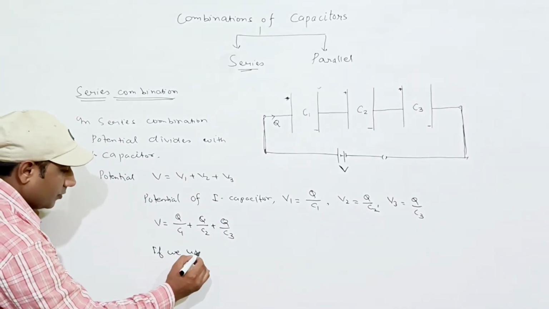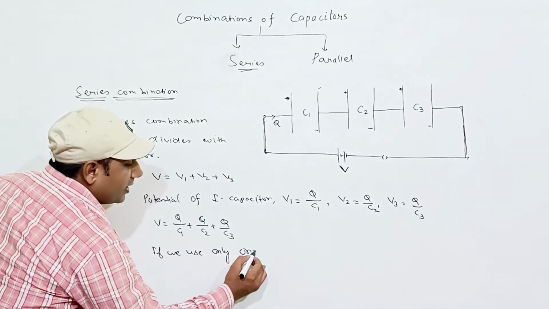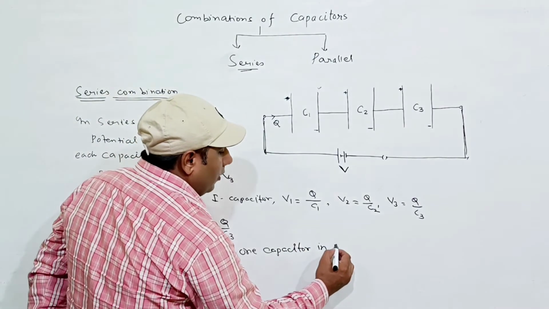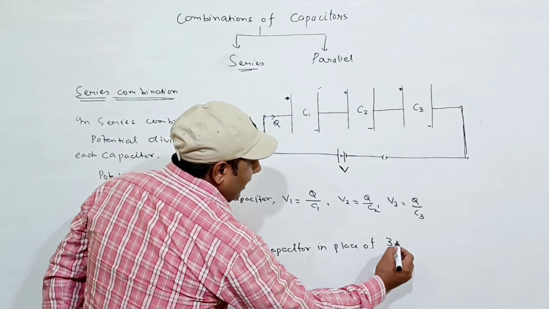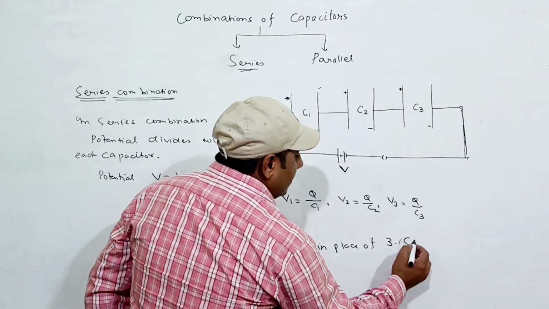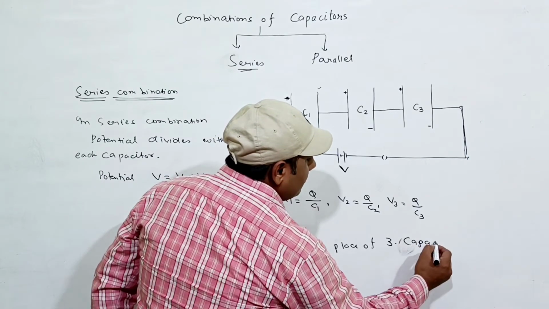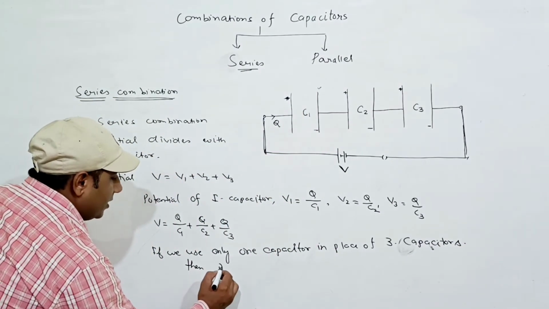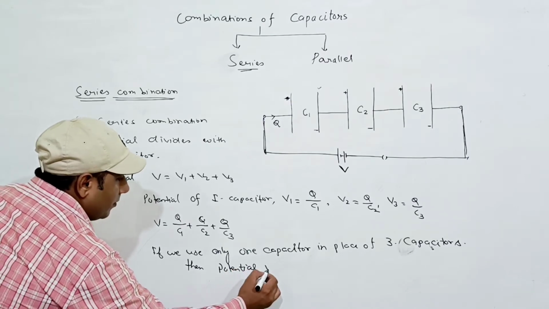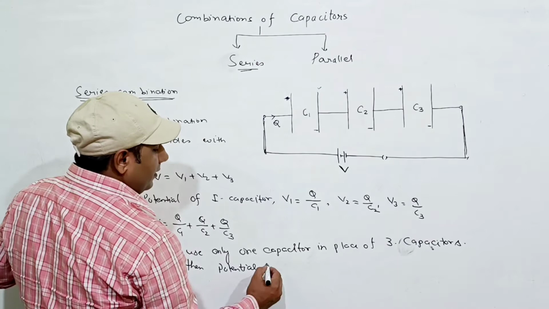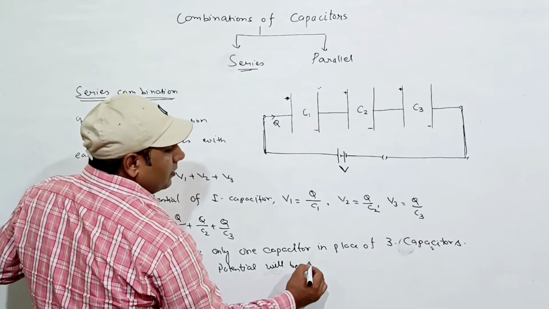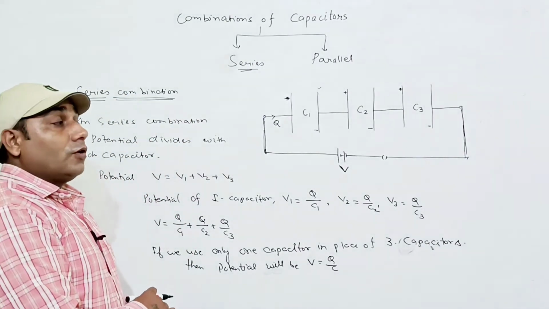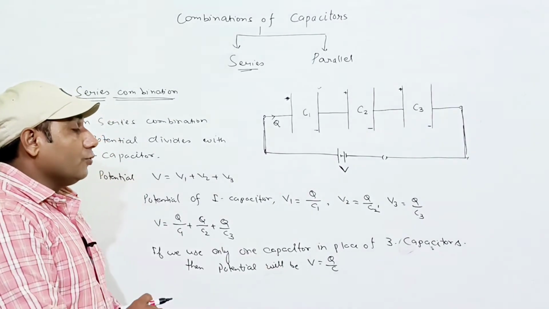If we use only one capacitor in place of three capacitors, then the potential will be V is equal to Q upon C. नेट कैपेसिटेंस, नेट पोटेंशियल होगा किसका, इन तीनों का, V is equal to Q upon C.